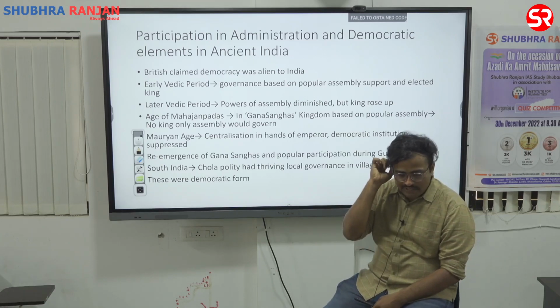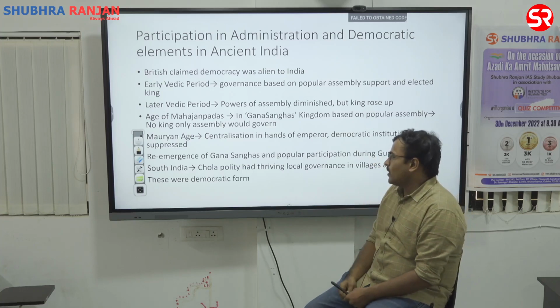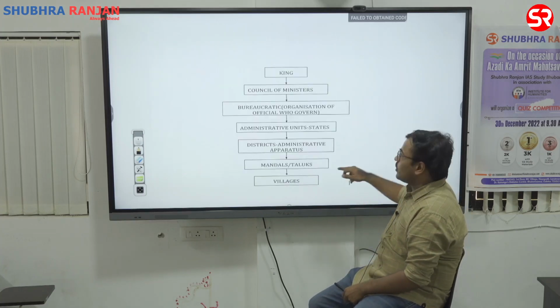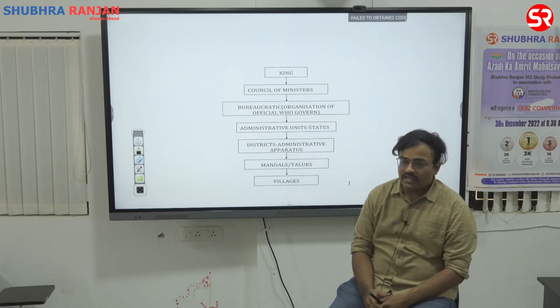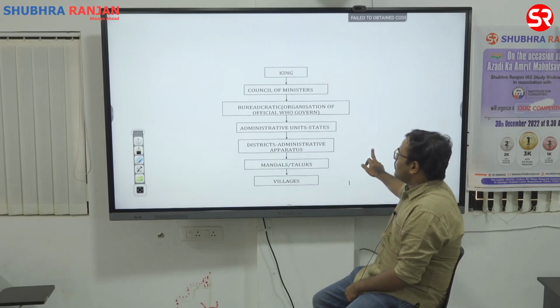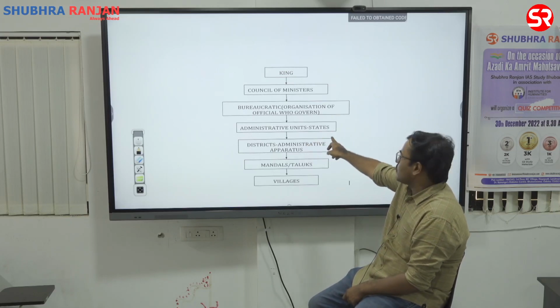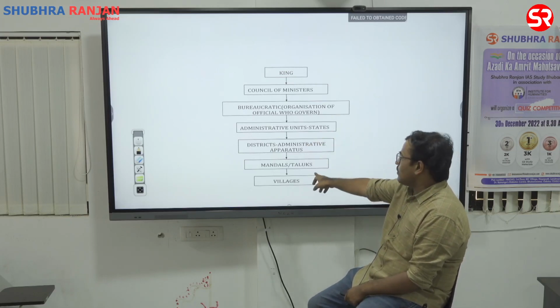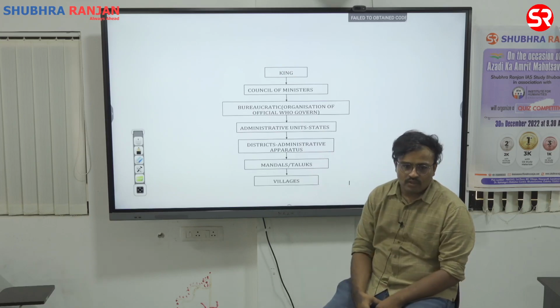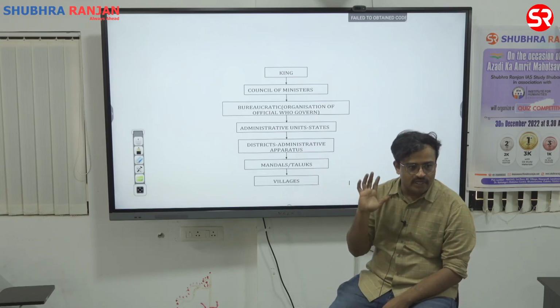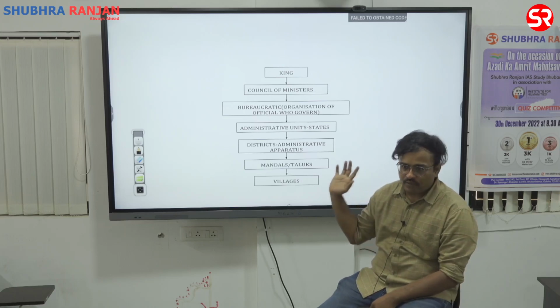Okay, Cholan age is this one. So these were democratic in form, and democracy is not alien to India. It was present in India even before. Then when it comes to the structure: king, council of ministers, bureaucracy, administrative units called states, districts, and below that mandals or talukas or tehsils, and below that villages. This is the administrative structure of India from ancient times. The same system we are continuing even today.